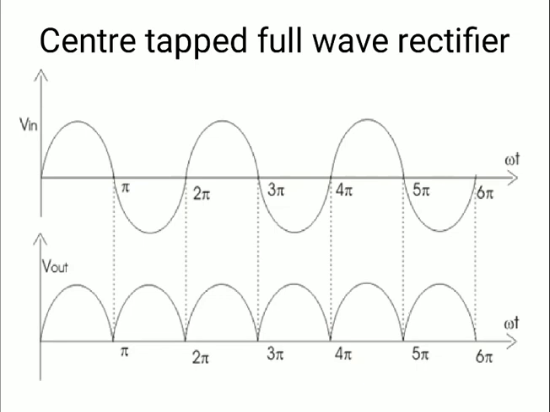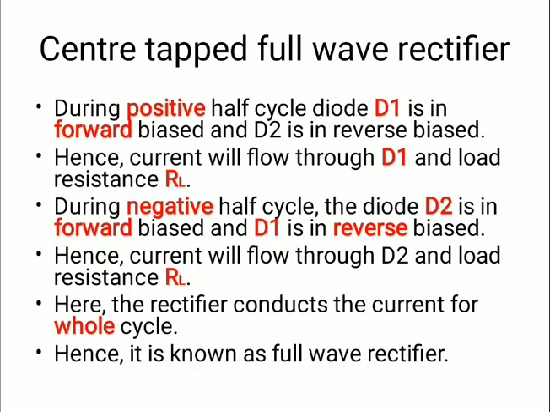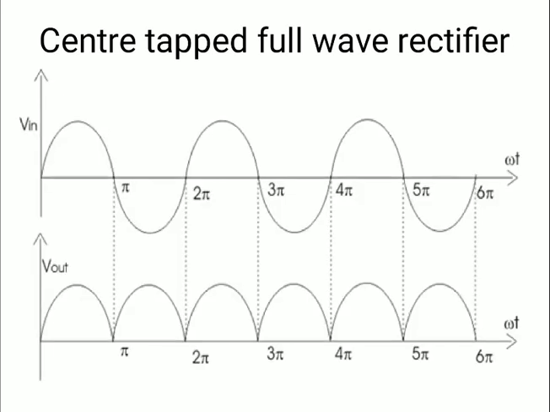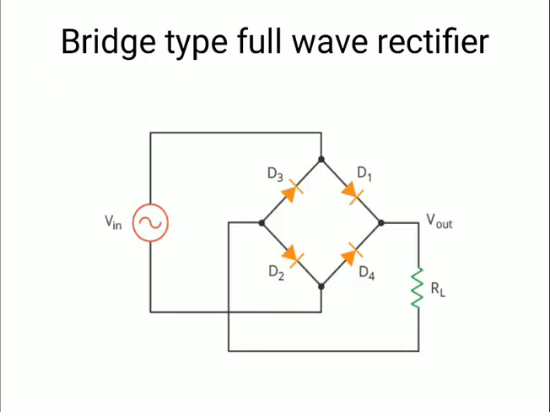Let us move to the bridge type full wave rectifier. This is also one type of full wave rectifier. Here you can see the upper point and the below point. There are 4 diodes connected: D1, D2, D3 and D4.